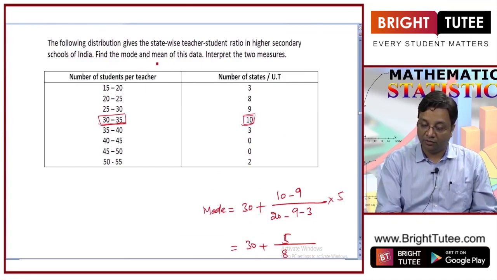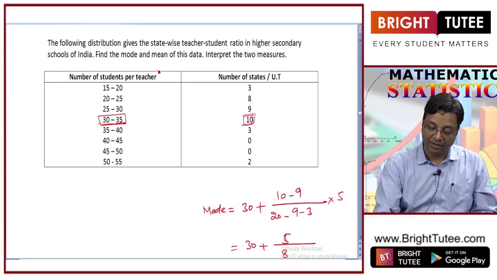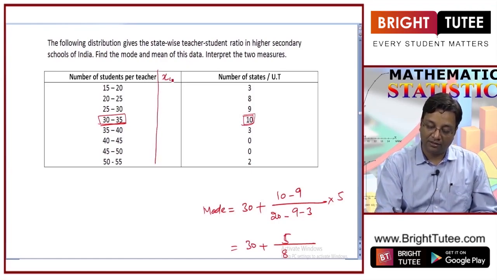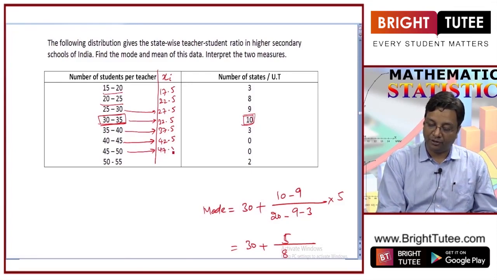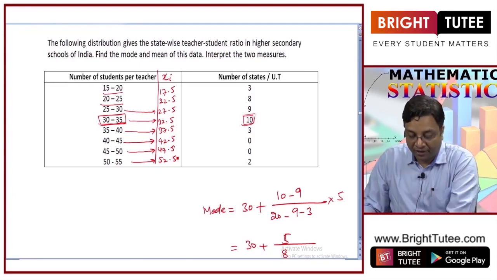Okay. Now we also need to find the mean of this data. To find mean, we would require class mark, which is xi. So for this, class mark will be 17.5, this 22.5, 27.5, okay, 32.5, 37.5, this will have 42.5, 47.5, 52.5, right. So these are the class marks.